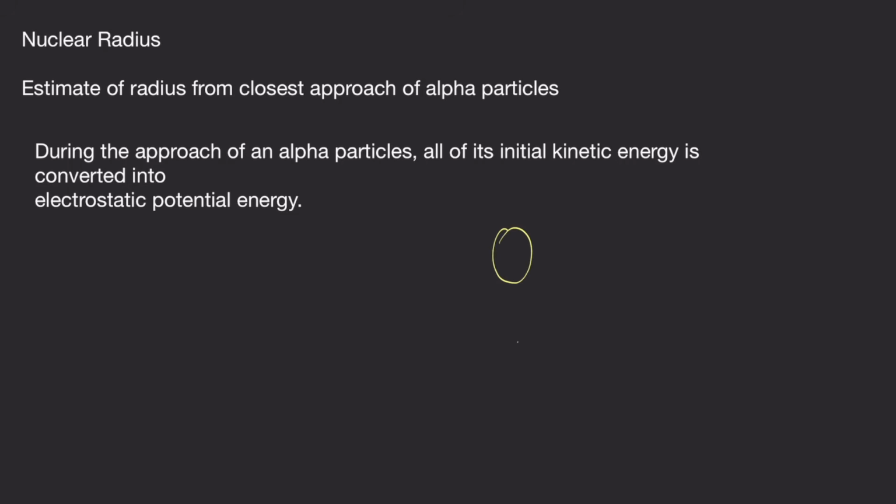Imagine that we have some gold nuclei across here. The proton number, by the way, of gold is 79, so they will have a charge of 79e, or +79. And then we also have an alpha particle, which is a 4 and a 2, so it will have a charge of +2. And let's say that it's initially moving with a kinetic energy of 7.7 mega electron volts.